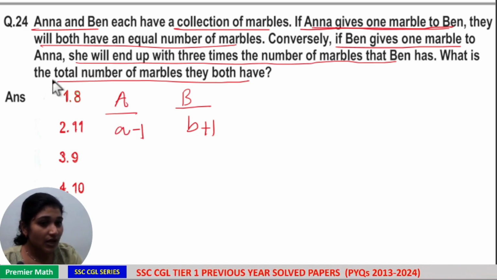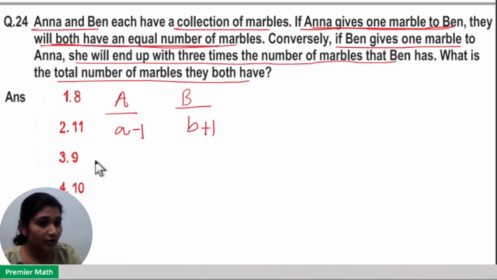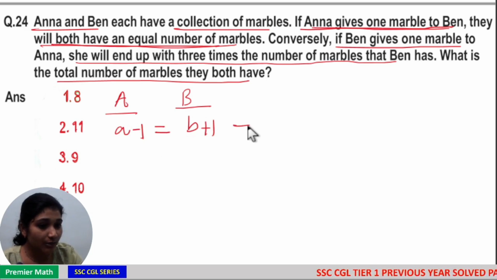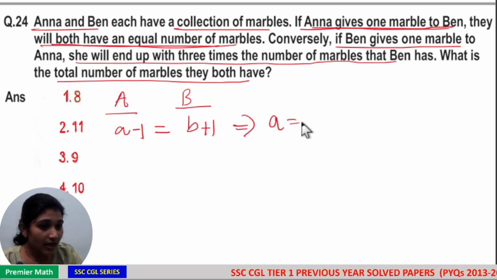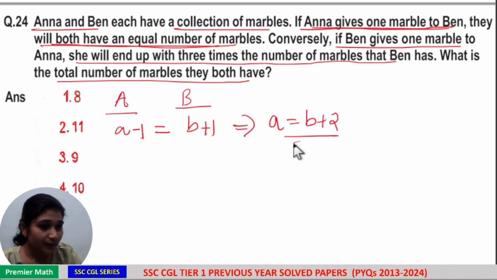Now, when this process happens, they will both have an equal number of marbles. That is, A minus 1 is equal to B plus 1. Then from this, A is equal to B plus 2.